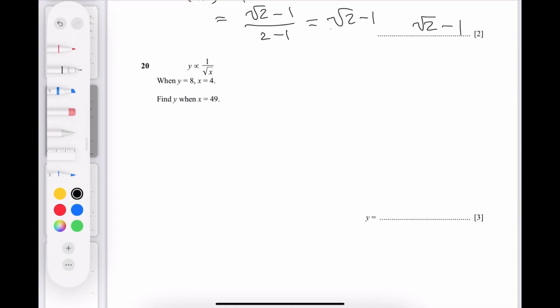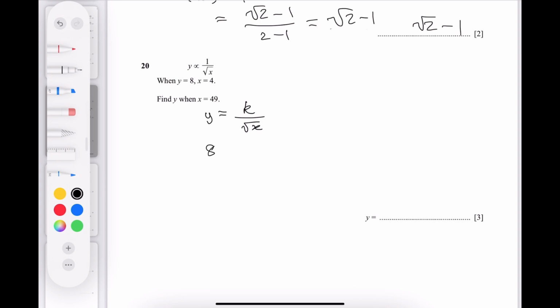Okay, our next question. y is proportional to 1 over root x. Or in other words, y is inversely proportional to the square root of x, because we have 1 on top. It's a fraction, 1 over root x. So the first thing we do is write it in terms of any constant k over root x.